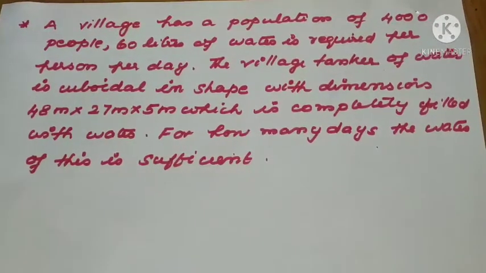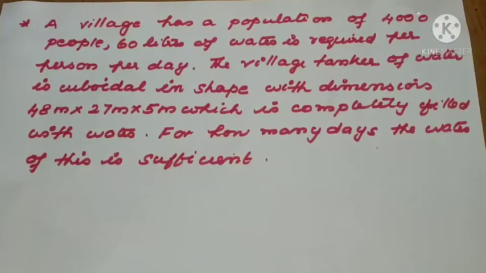A village has a population of 4,000 people. 60 liters of water is required per person per day. The village tanker for the water is cuboid in shape, with dimensions 48 meter, 27 meter by 5 meter, and is completely filled with water. For how many days is the water sufficient?